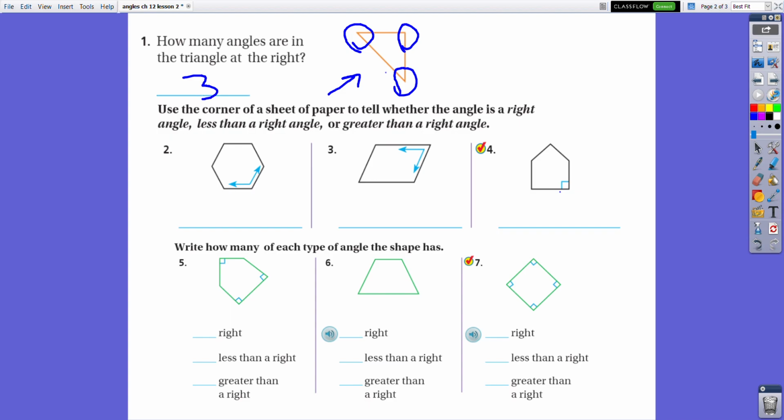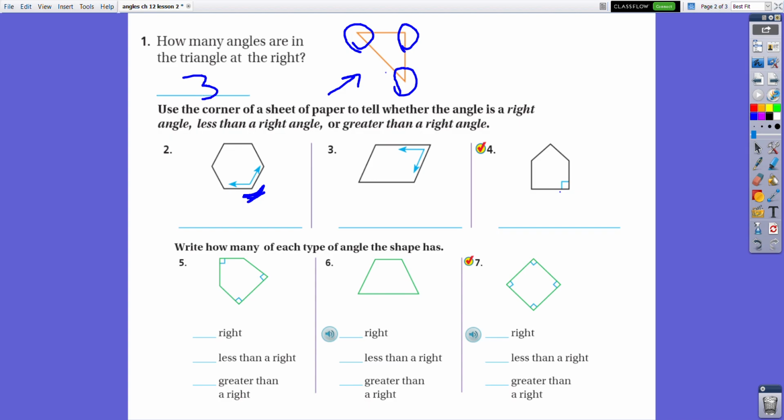Look at number 2. Use the corner of a sheet of paper to tell whether the angle is a right angle, less than a right angle, or greater than a right angle. Again, why will we use the corner of a sheet of paper? Because it looks like the corner of a square. Okay? Look at number 2. Keep your eyes here in this area that has the little arrow. So how can we describe this angle? Is it a right angle, less than, or more?